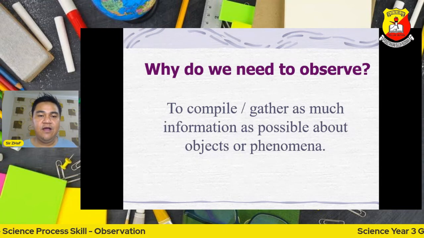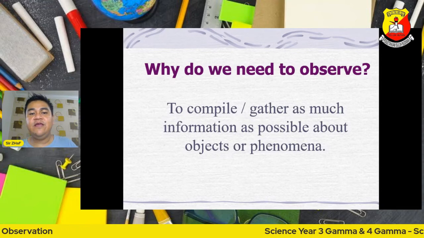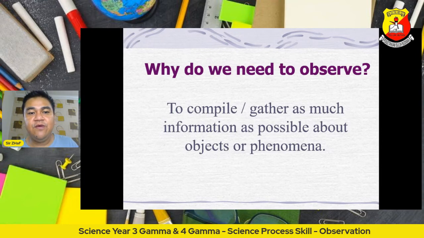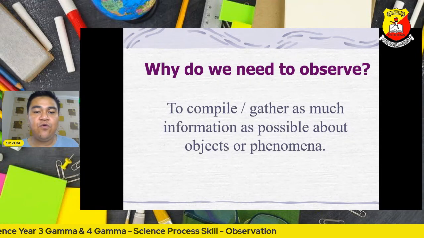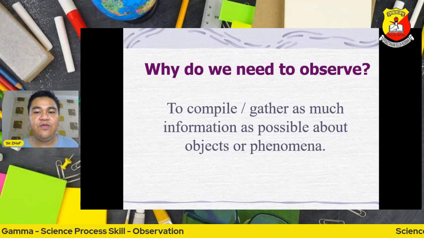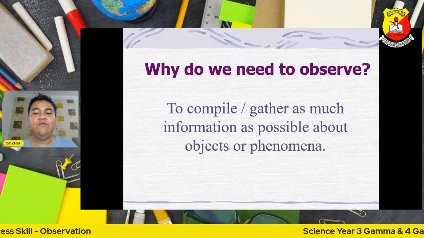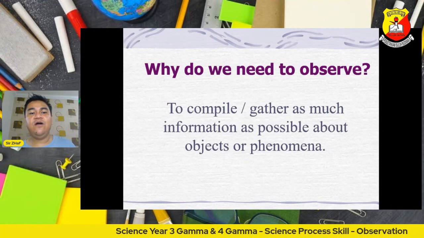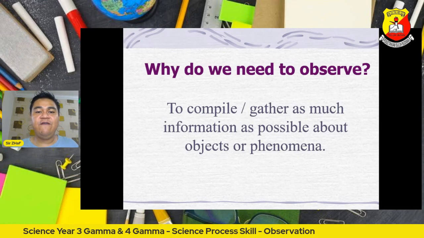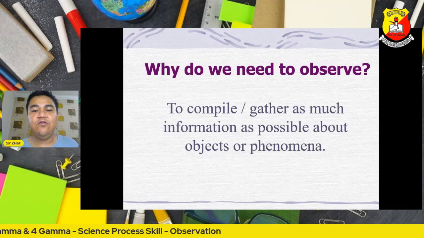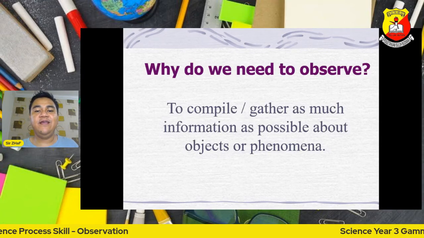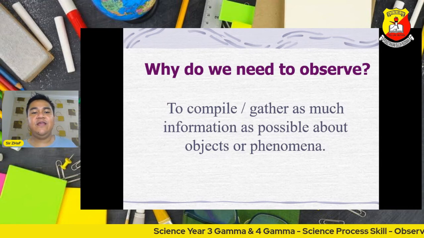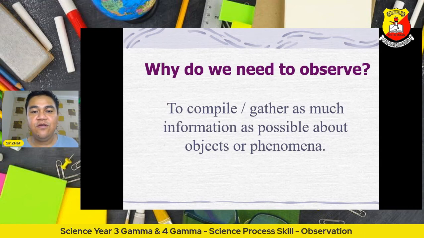Okay, so I think, class, you already understand the meaning of observe and observation. The definition is to compile or gather as much information as possible about objects or phenomena using your 5 senses. You also learned about your 5 senses in your year 1 science. The 5 senses are sight, hearing, tasting, touching, and smell.